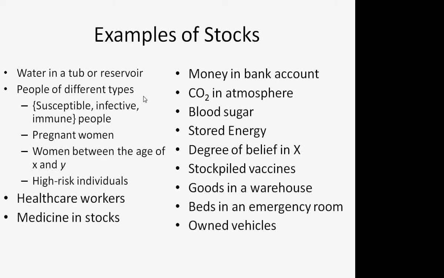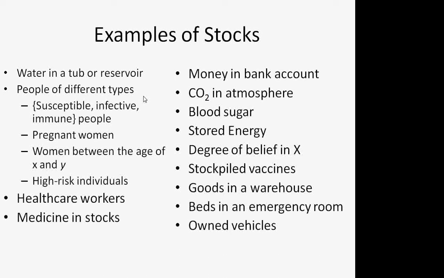Examples of stocks. These are things that have the state of the system at any given moment. You could value them at any given moment. People of different categories, amount of medicine that's stocked in some supply room, number of healthcare workers, goods in a warehouse, stored energy in the system, amount of blood sugar in the bloodstream, CO2 in the atmosphere, water in a tub, beds in an emergency room, number of owned vehicles which are circulating, what have you. These are stocks.